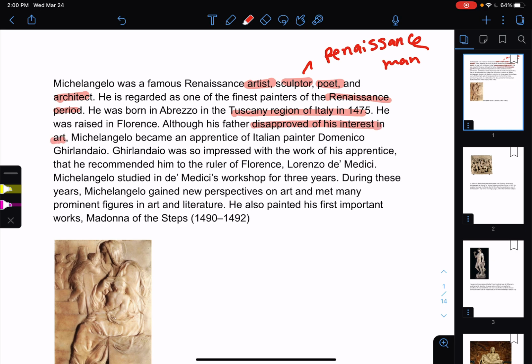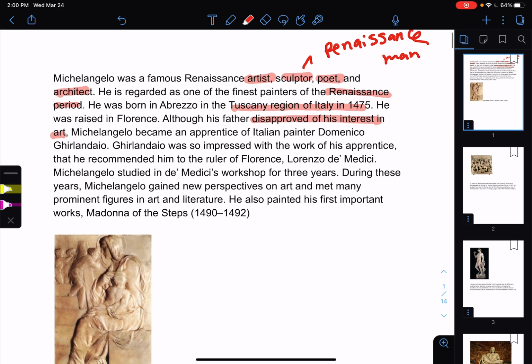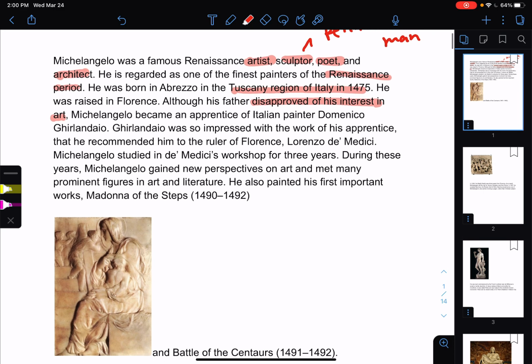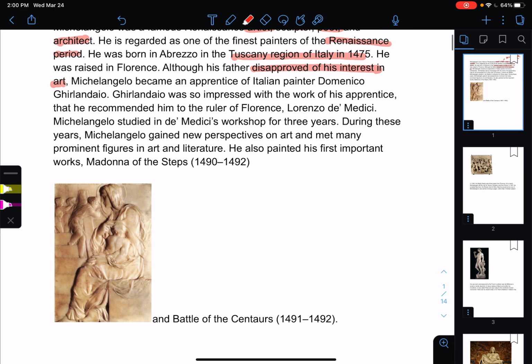Michelangelo became an apprentice. An apprentice is someone that is learning, of an Italian painter, Domenico Ghirlandaio. Ghirlandaio was so impressed with the work of his apprentice that he recommended him to the ruler of Florence. Remember the Medici family in Florence? Michelangelo studied in the Medici's workshop for 3 years.